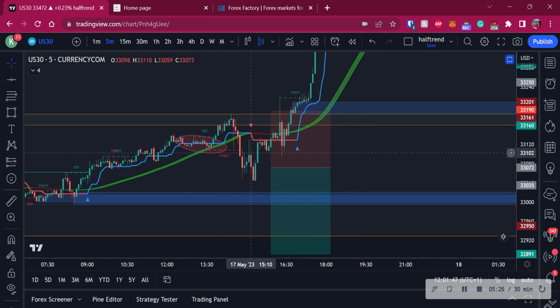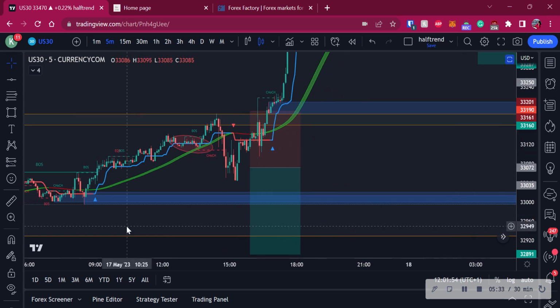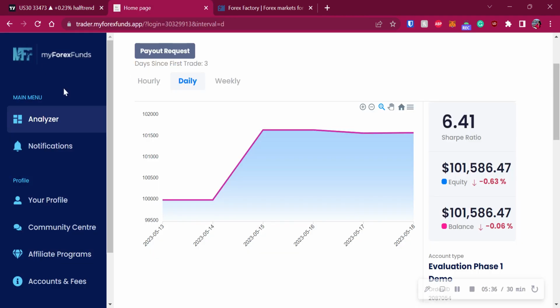Do you guys get that? This is like $75. It's fine. We always have today, or if not today, we have tomorrow. Okay. So that's end of day two trading, which I'll show you guys in my Forex fund.